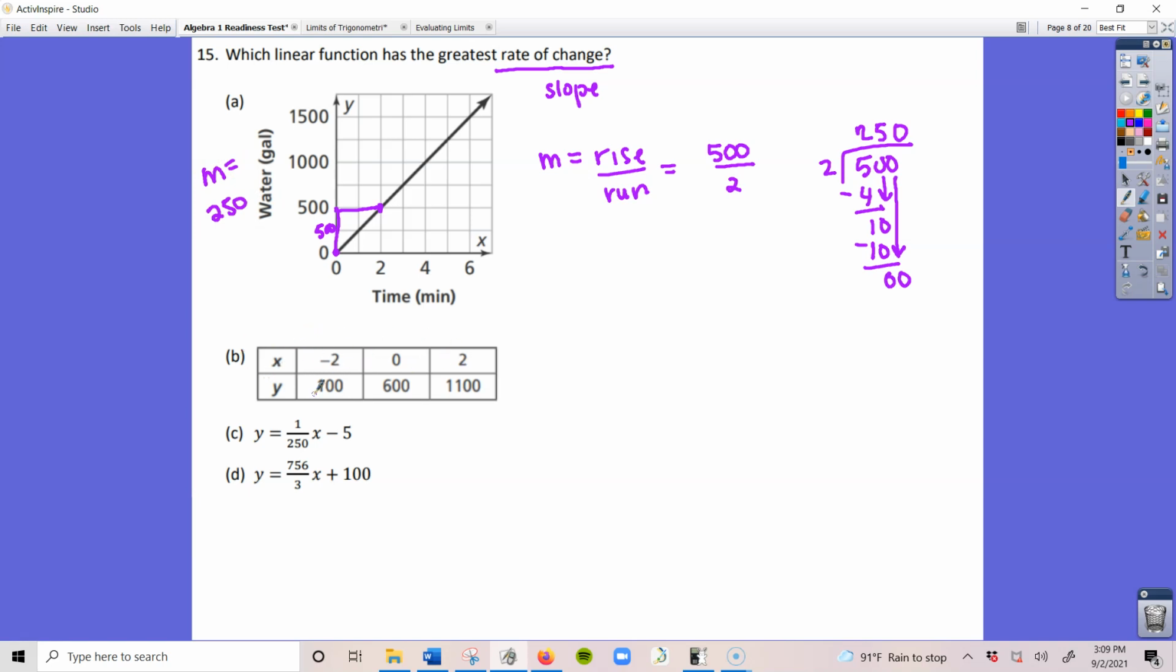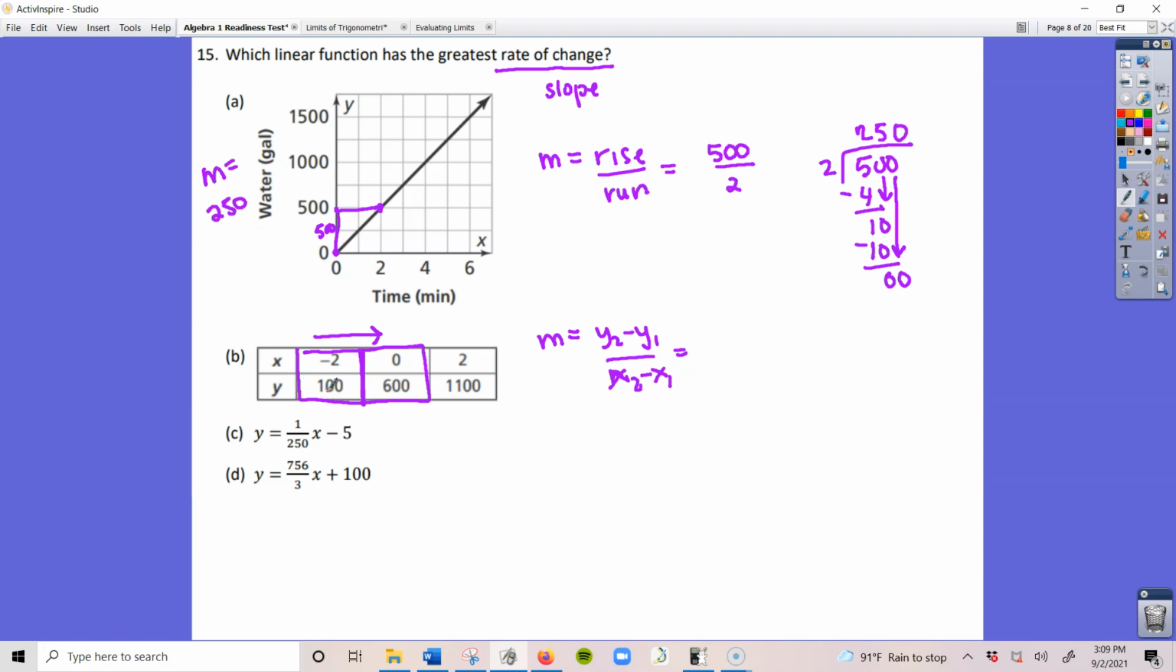Now we're going to do the same thing here, but with the chart. To find our slope using a chart, we're going to use our formula. You can pick any 2 points, because these are points. Here's the x and here's the y, so these are the coordinates. You can choose whichever 2 you want. So I'm going to use the first and the second. So remember, go in the same direction. It does not matter. I'm going to go this way.